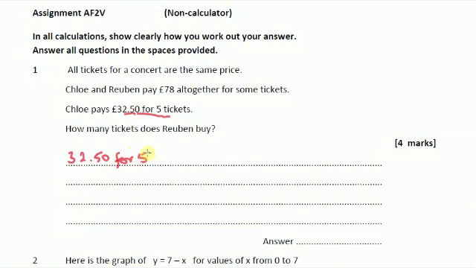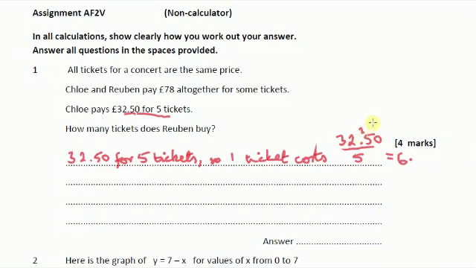£32.50 for 5. So from that, we can say that 1 ticket will cost a total of £32.50 divided by 5. And if we work that out, 5 into 32 goes 6, remainder 2, 5 into 25 goes 5, so it's £6.50 for 1 ticket.